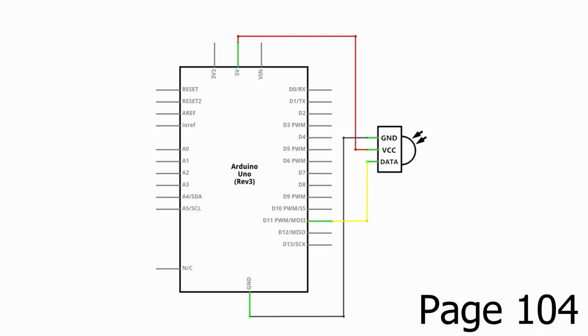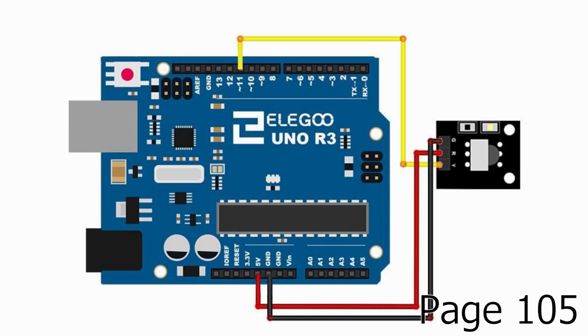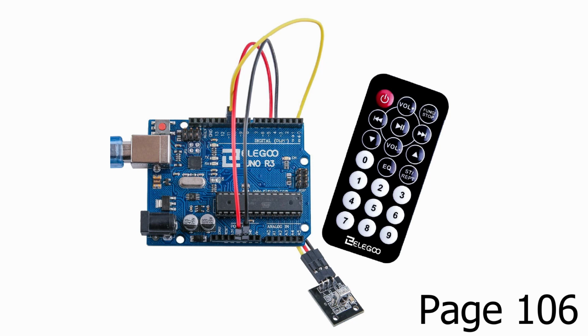On page 104, you'll see the following schematic. A jumper will be connected between the data pin to pin 11. Then there's just power and ground. Super simple. On page 105, you'll see the wiring diagram with a photo on page 106. Note, we're not going to use the breadboard. We're going to directly connect the jumpers between the Arduino and the IR receiver module.